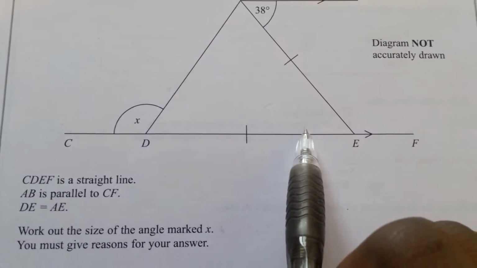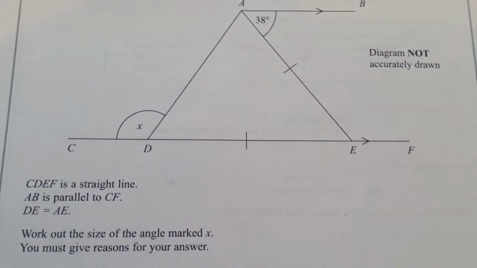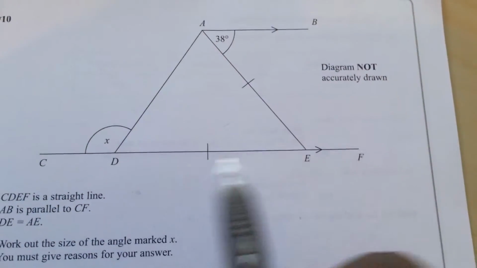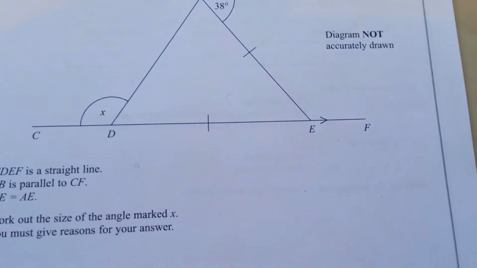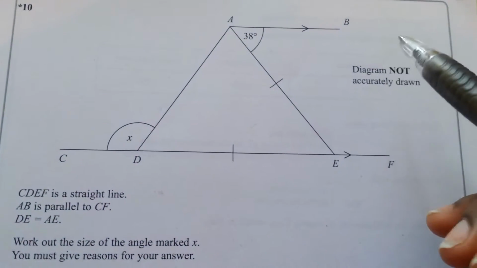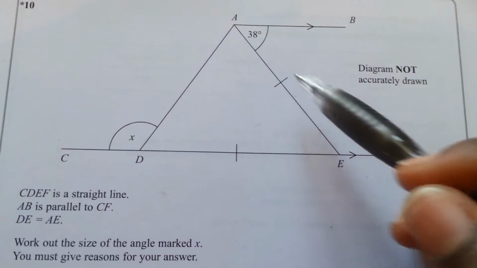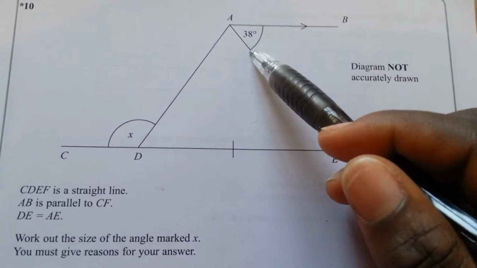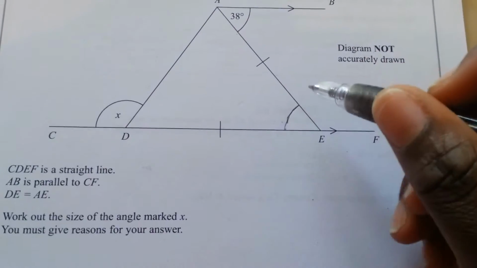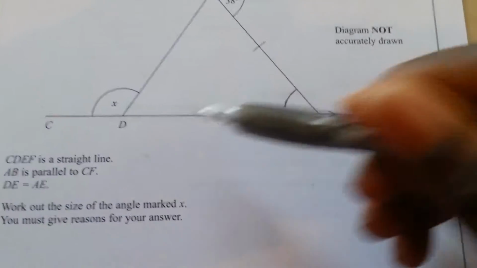Now we're asked to find the size of this angle, and then you must give reasons for your answer. Now these are a couple of parallel lines, and we have some angles that are associated with parallel lines. We have alternate angles, corresponding angles, and so on and so forth. Alternate angles are like Z angles. For example, this one, the angle here on the Z part will be equal to the angle here. So in other words, BAE is equal to AED.